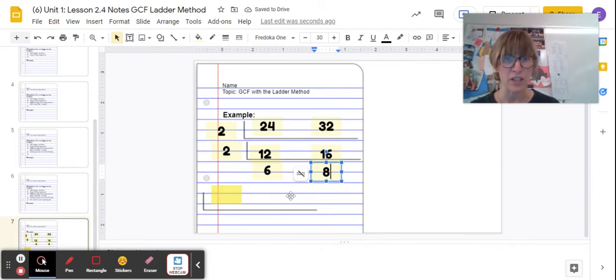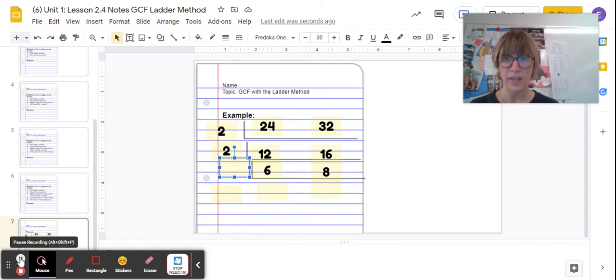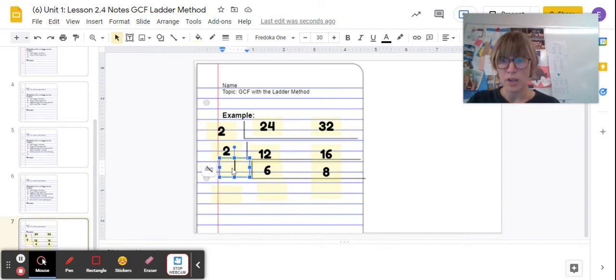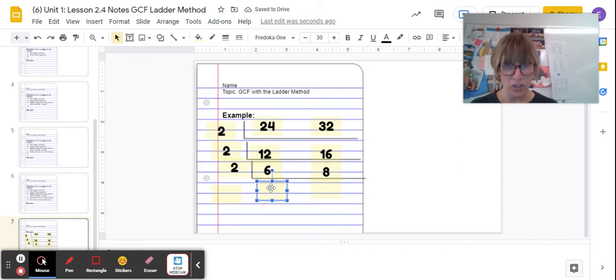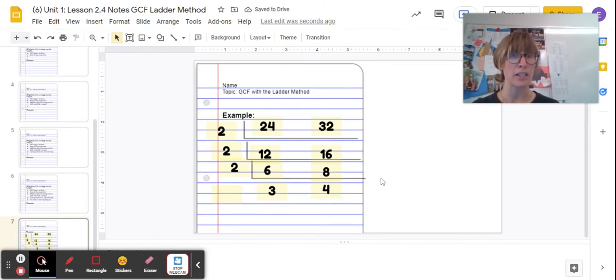No, they're both even still. I can still pull at least one number besides 1 out of each. And that number can be 2. So I'm going to pull a 2 out again. And when I divide, 6 divided by 2 is 3. And I can pull 4 2's out of 8. And then I go, okay, can I pull anything else out of 3 and 4 besides 1? No, I can't. So I've found all of the primes that I can pull out of 24 and 32.